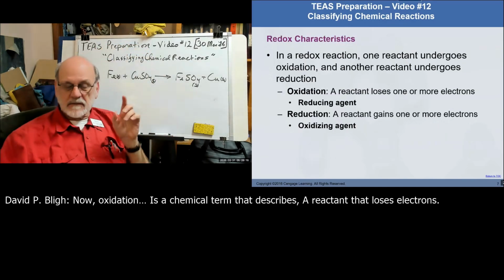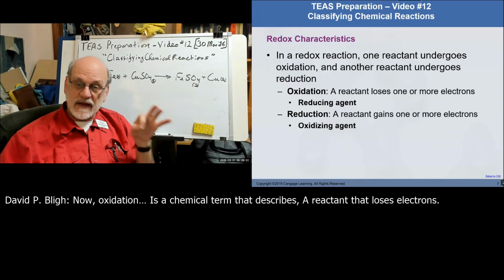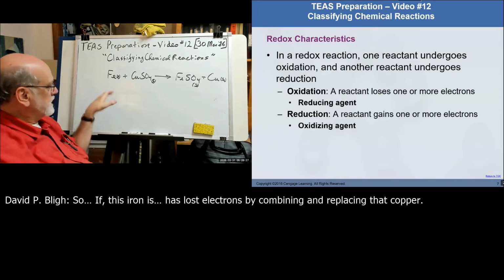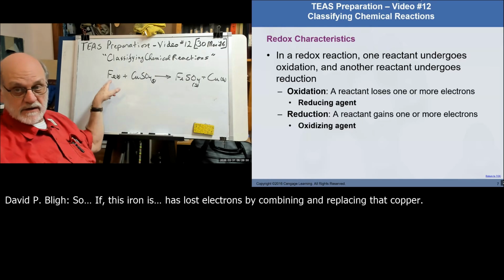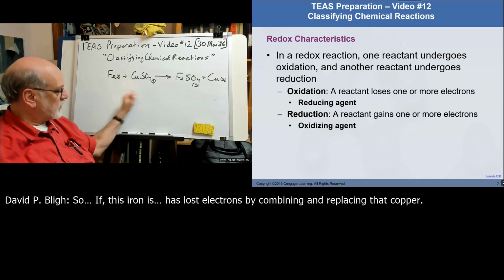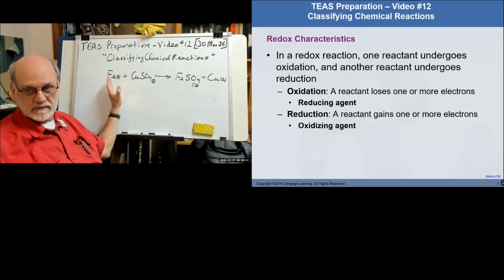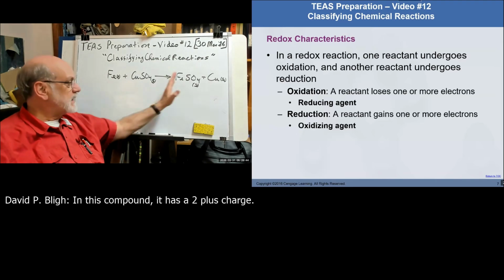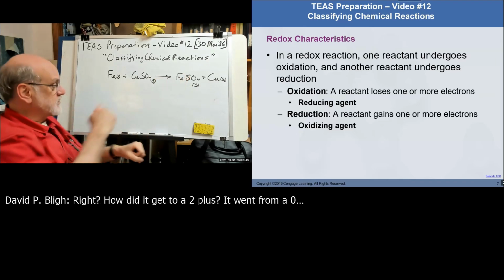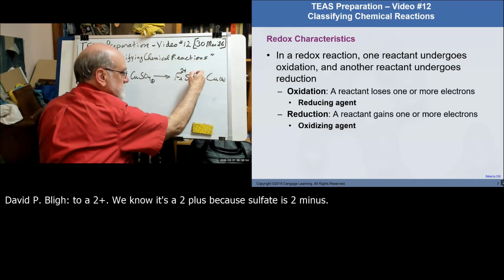Now, oxidation is a chemical term that describes a reactant that loses electrons. So if this iron has lost electrons by combining and replacing that copper, over here it is neutral. It has a zero charge. In this compound, it has a 2+ charge, right? How did it get to a 2+? It went from a 0 to a 2+. We know it's a 2+ because sulfate is 2-.